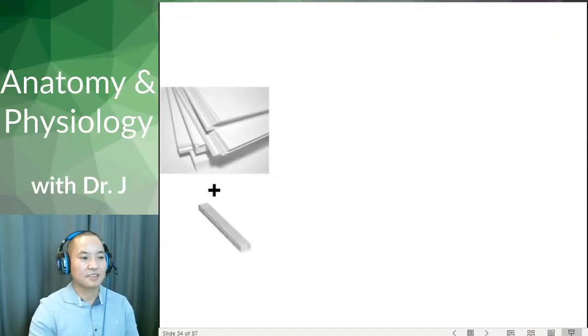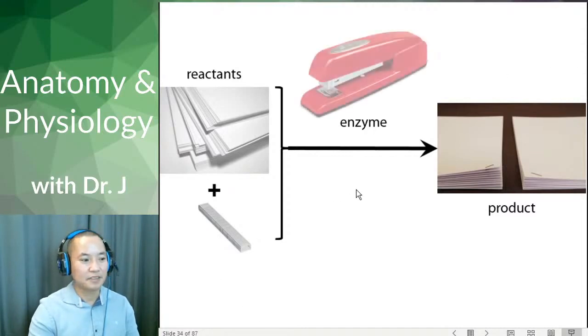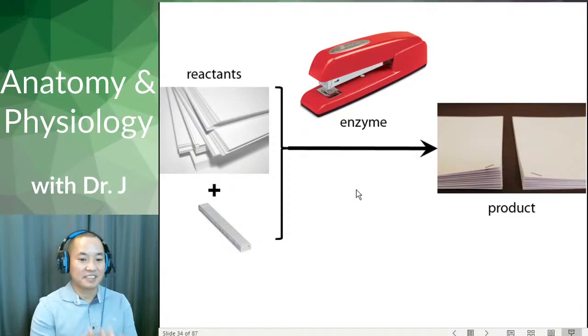All right, so another analogy you can use. You have papers and staples, right? What we have here are reactants, an enzyme, and a product. The product is that you want these papers stapled together using the staple. And the enzyme you might use in this case is the stapler, right? Is the stapler actually part of the final product? You notice it's not part of the final product, but it does help this go from point A with the reactants to point B with the product.